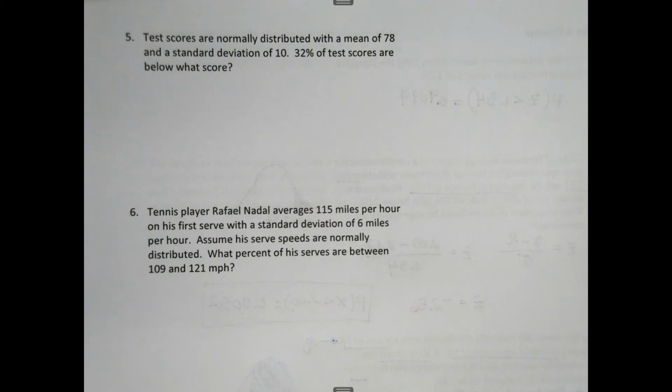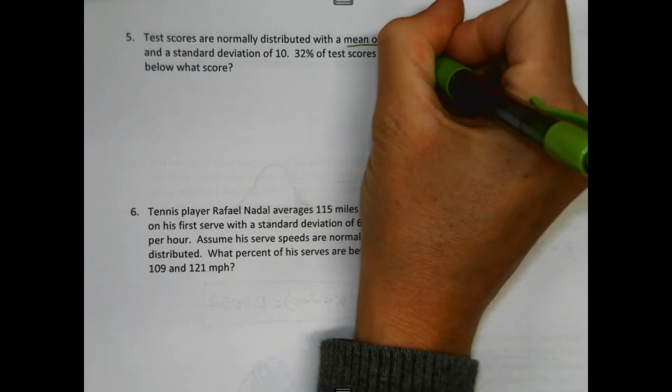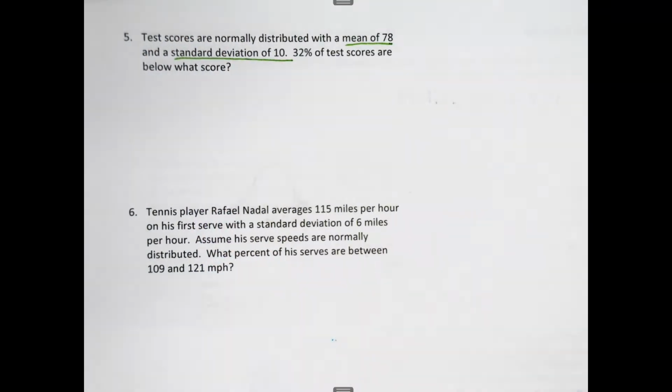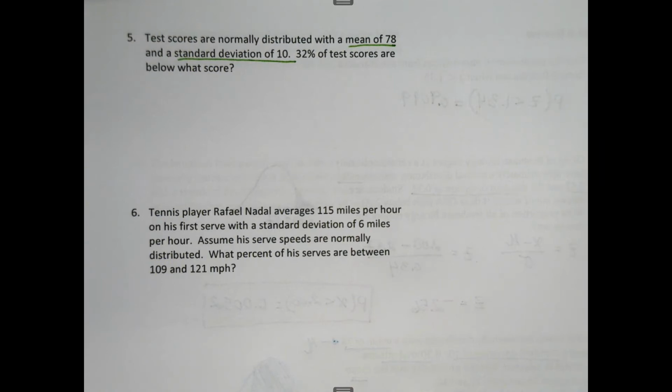Test scores are normally distributed with a mean of 78 and a standard deviation of 10. 32% of test scores are below what score? In this problem, they're giving us the mean and the standard deviation, but we need to find the actual score, or the actual value. They've given us the probability.